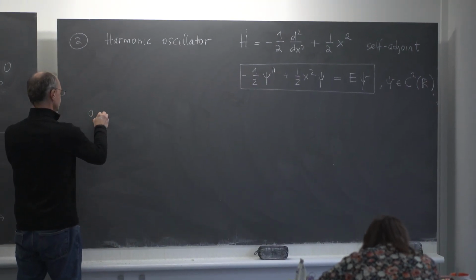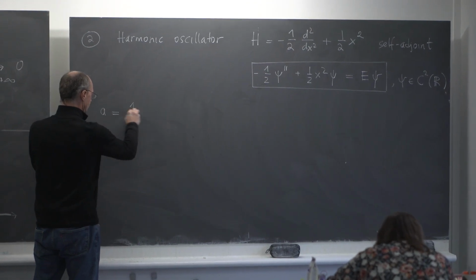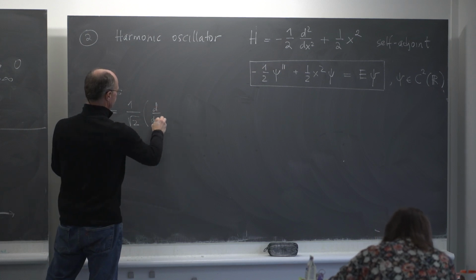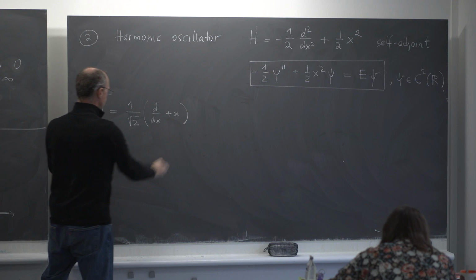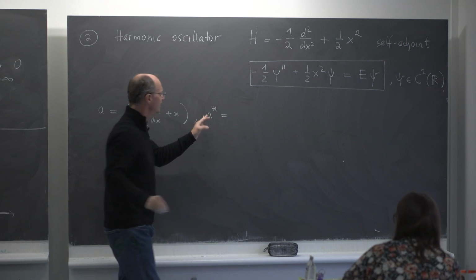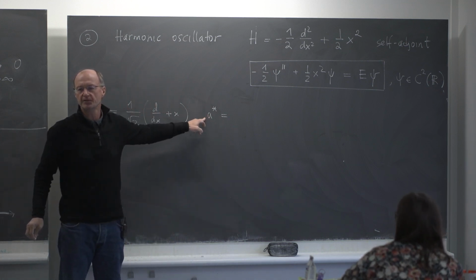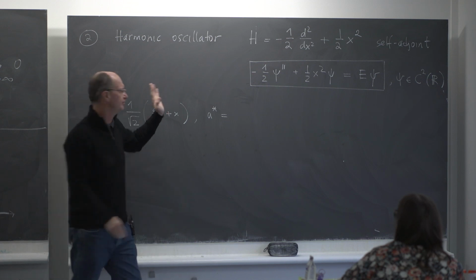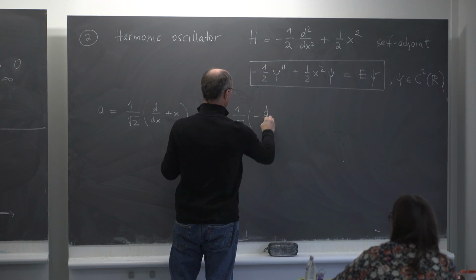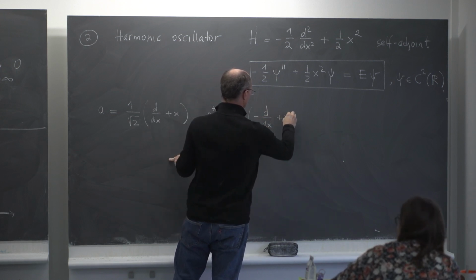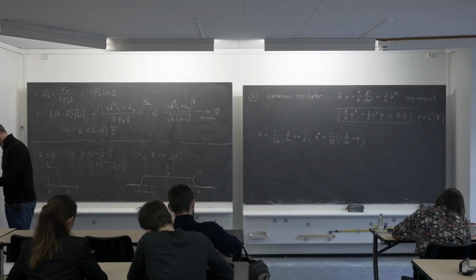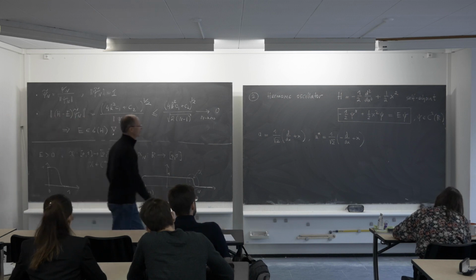So let me introduce the following notation. A will be 1 over square root of 2 times d over dx plus x. So let me denote by A star the other operator. At the moment, of course, in the future it will be the adjoint operator, but at the moment we don't care. I think it will also be one of the exercises to check that it is the true adjoint. So let me check whether I got my signs correctly.